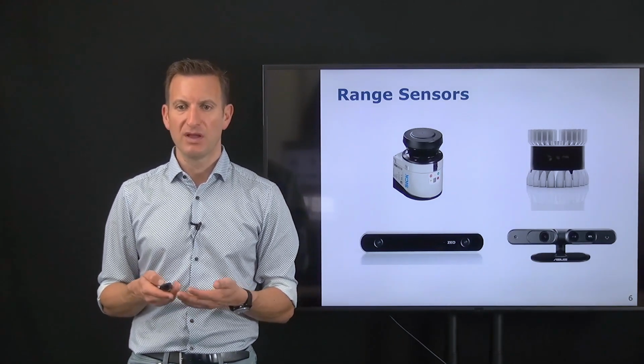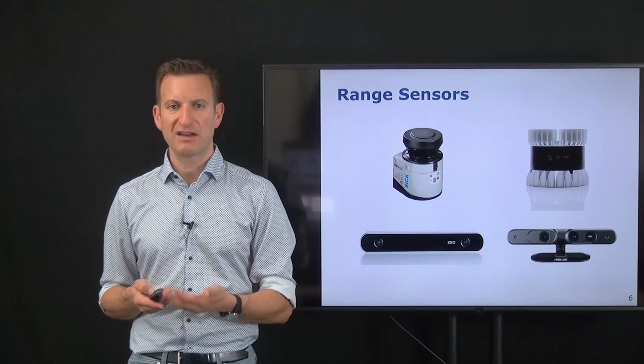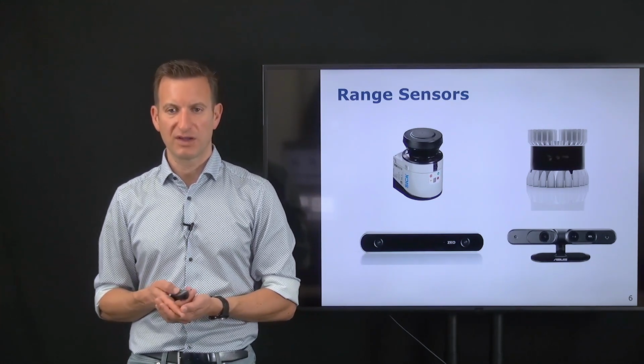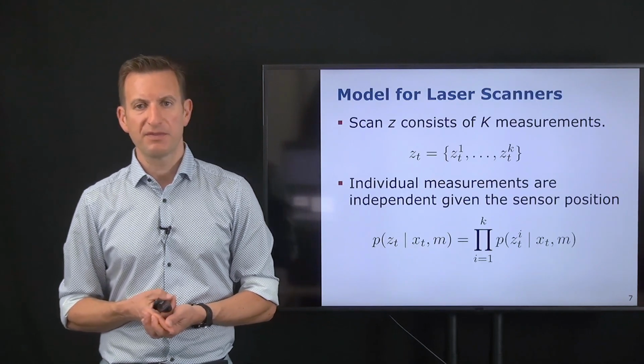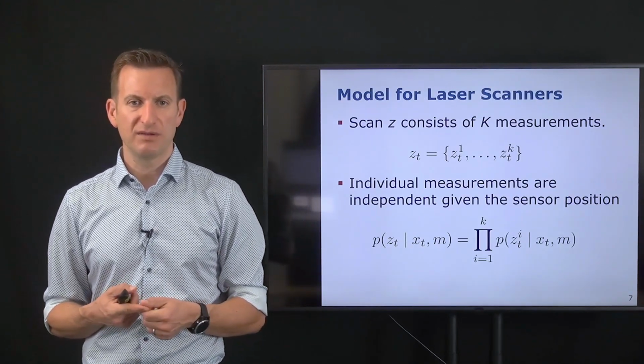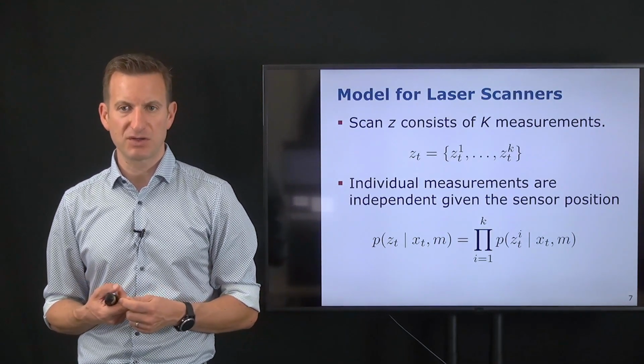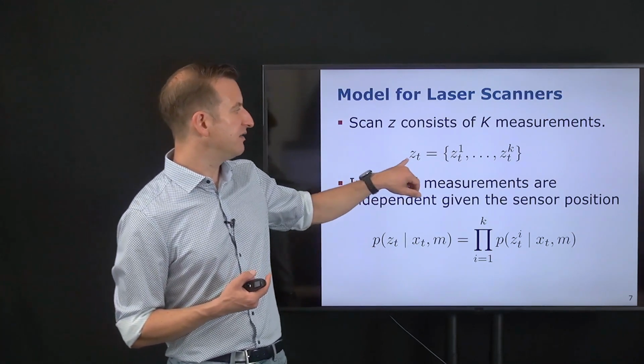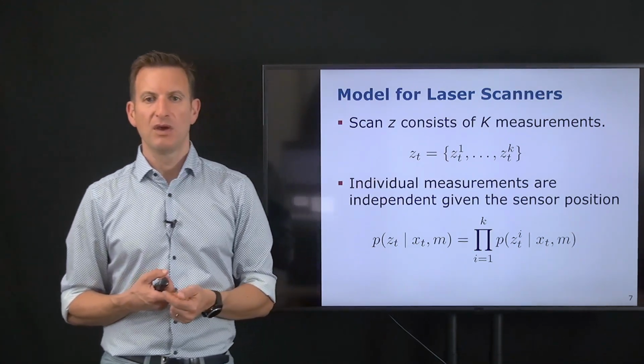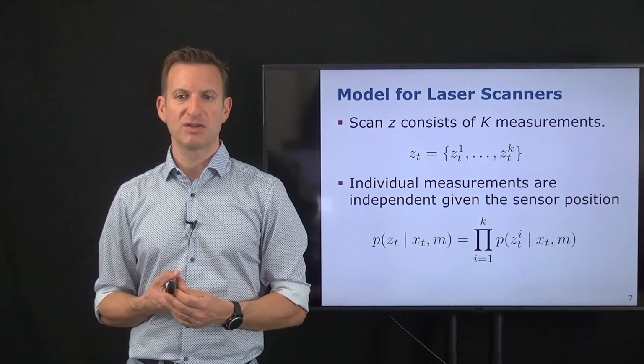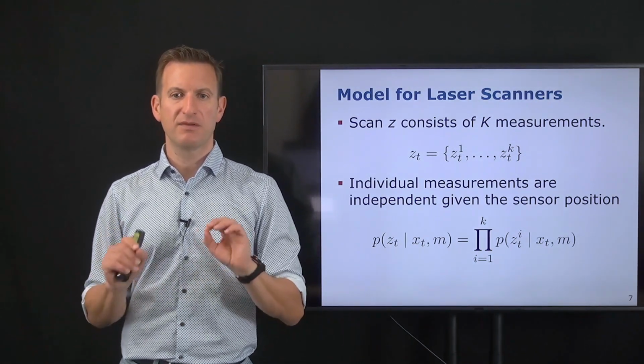And so the question I want to look into: what is P of Z given x_t for such a scanner? The first thing we do is we treat those individual measurements as independent measurements. So if a scan Z_t consists of k measurements, we typically treat those individual measurements as independent given the sensor location.